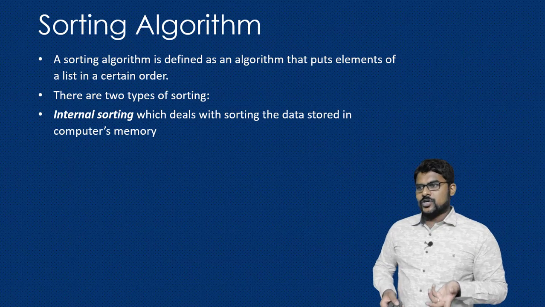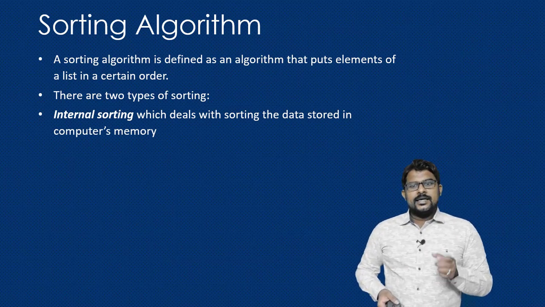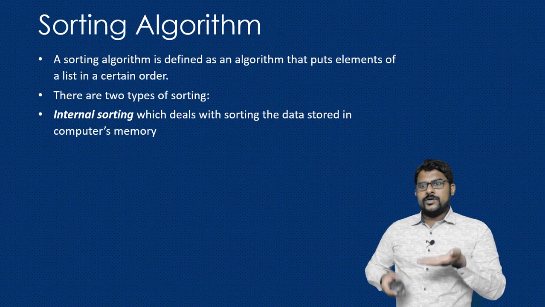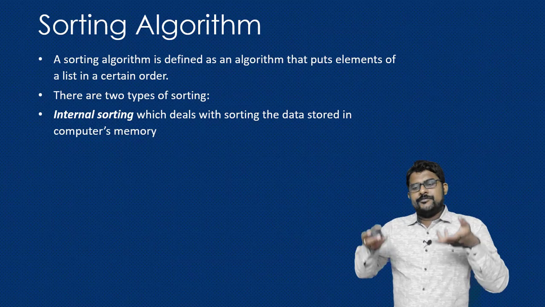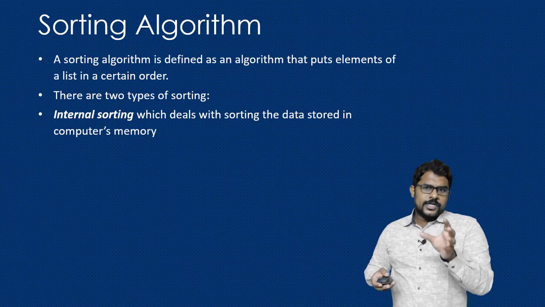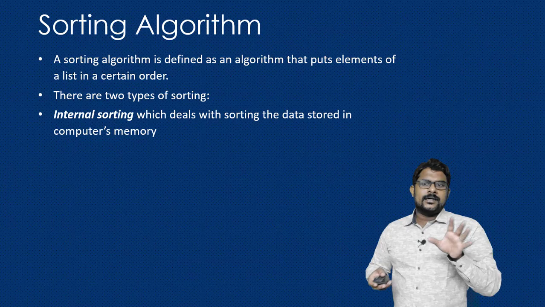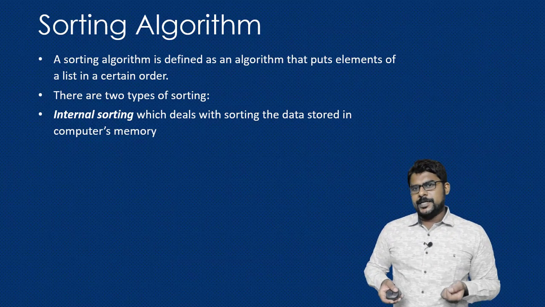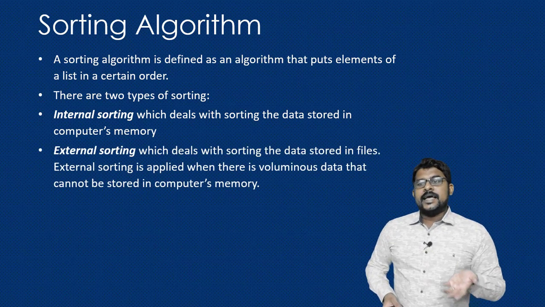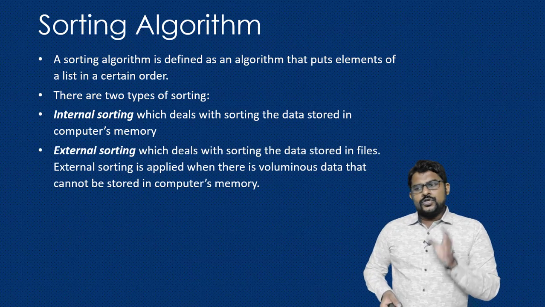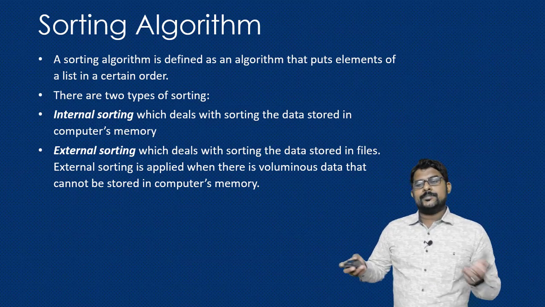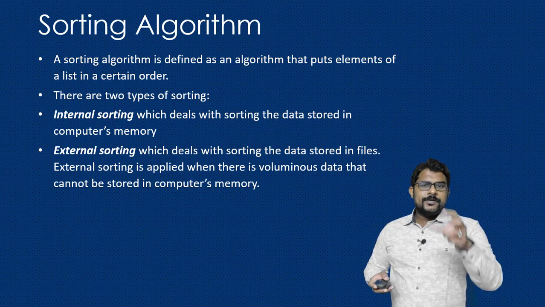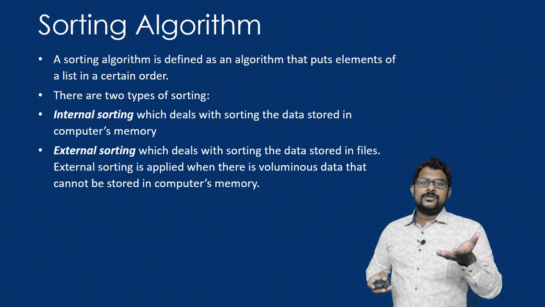The first one is the internal sorting technique. Internal sorting is meant for sorting data that resides in the internal memory, data that can fit in the internal memory. It is generally used for sorting small sets of records and databases that can fit in the main memory. The next one is external sorting, just the opposite of this. It is meant for sorting huge amounts of data that can't fit into the main memory.